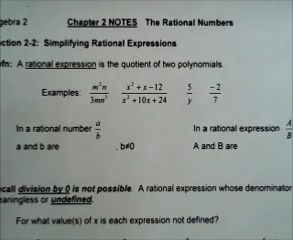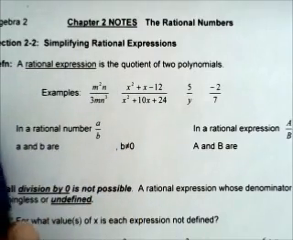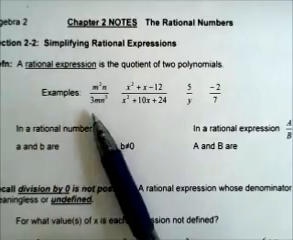Today we're starting Chapter 2, so we are on page 1 of our Chapter 2 notes packet. Section 2.2, Simplifying Rational Expressions. A rational expression is the quotient of two polynomials, and we have 4 examples listed.